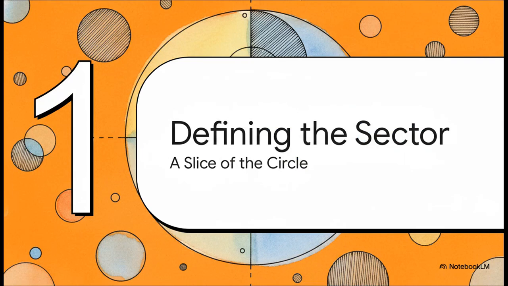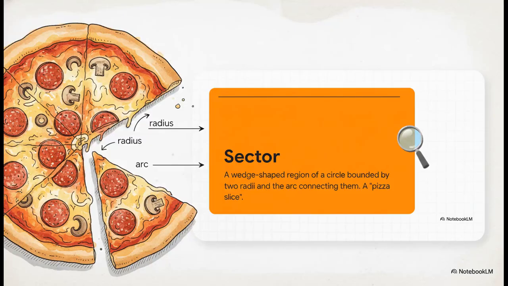Okay, so before we start crunching numbers, let's get our definition straight. First things first, what in the world is a sector? A sector is just that wedge-shaped piece of a circle you're looking at. You've got two straight sides, those are the radii, and the curved edge, which is the arc. You can just think of that as the crust. Honestly, the pizza slice analogy is perfect because that's exactly what we're measuring, the flat area of the slice itself.